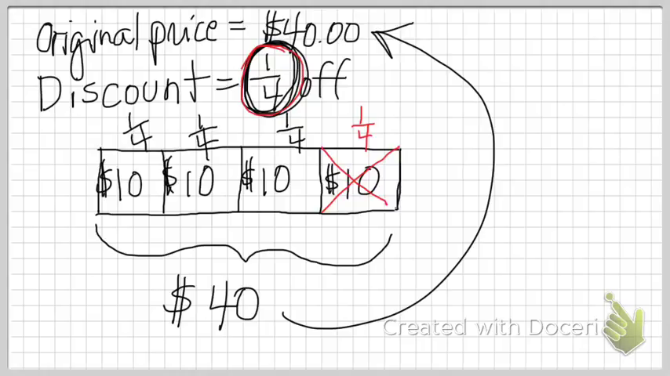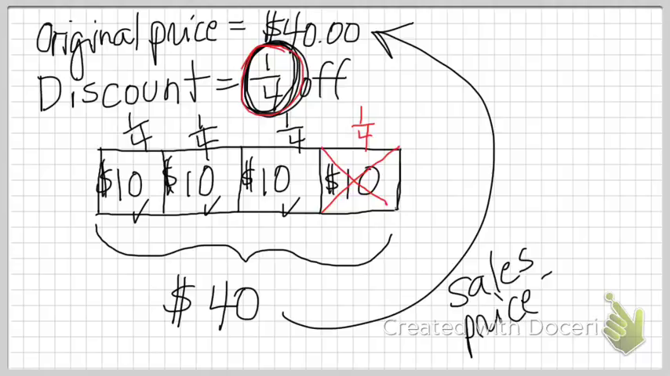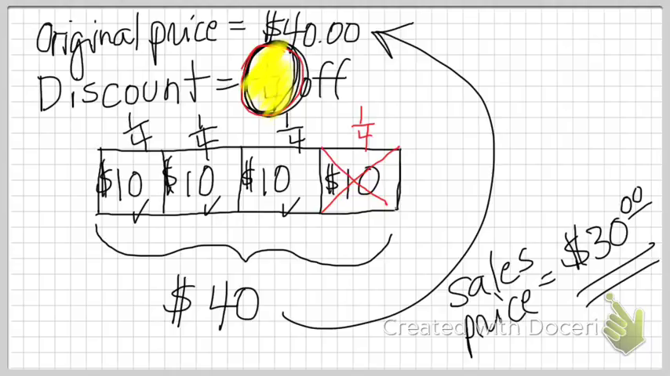Okay, so if I take that $10 off, I am left with, as we see, 10, 20, 30. So my sales price equals $30. A very, very easy way to do this, because we had some very friendly 1/4 term here. It was a pretty easy one to do.